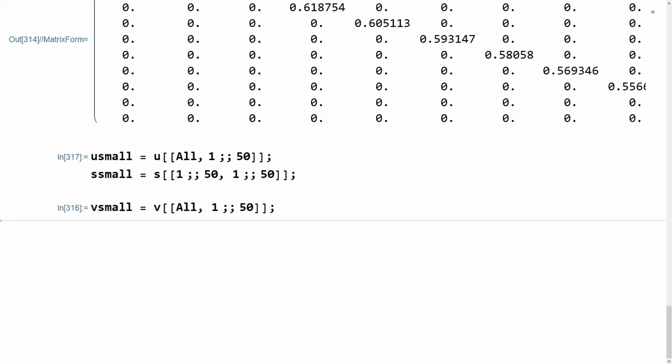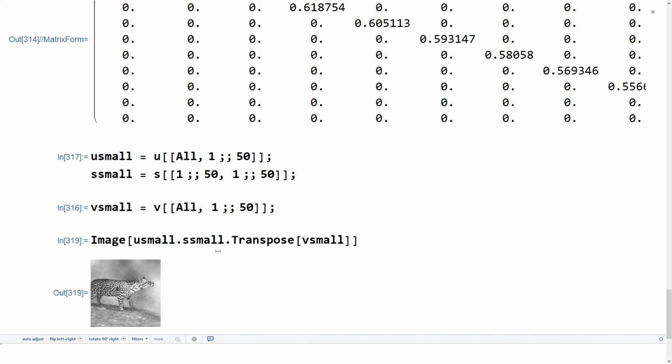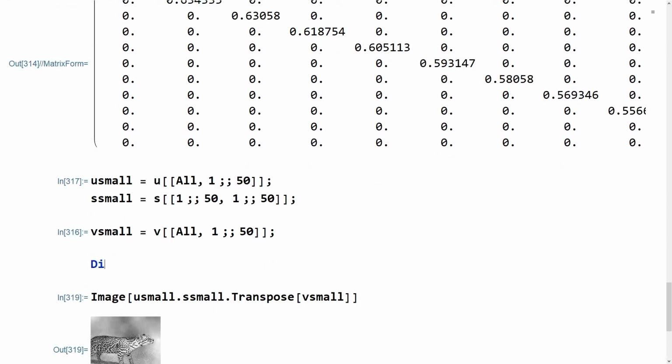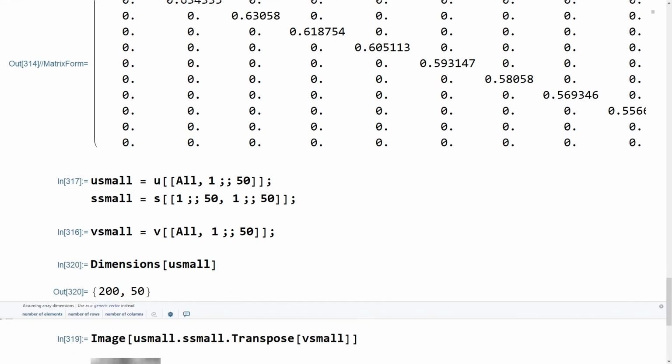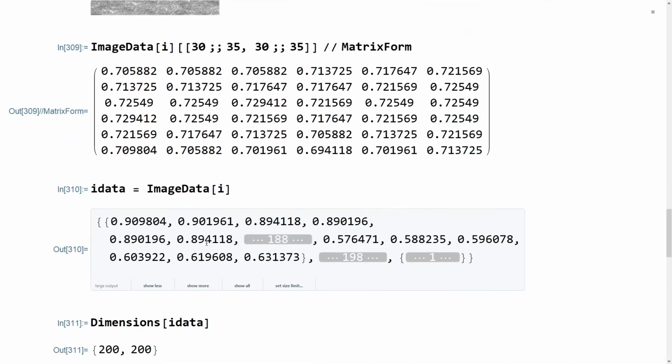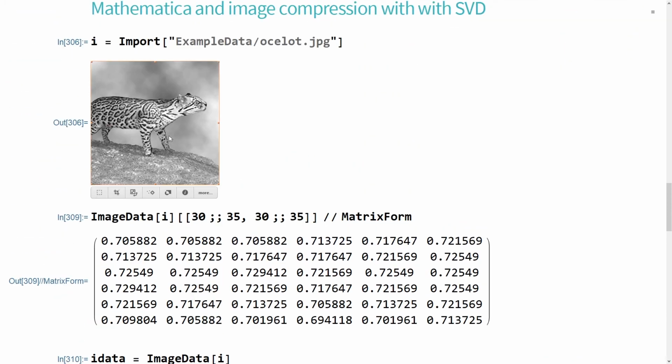But when you put this all back together again, and then you wrap it back in the image command, which puts it back together into a picture that can be drawn, we get pretty close to the original image. So we've thrown away an enormous amount of information here. If you don't believe me, the dimensions of U small, that's 200 by 50. I threw away 150 columns worth of data. And the image that I got out here is pretty close to the image that I started with.